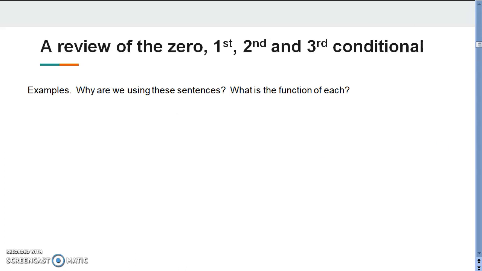So first of all, you've already studied the first, second and third conditional. So think about these sentences and the function of each. What are we talking about? When are we talking about it? Is it real or is it imaginary?